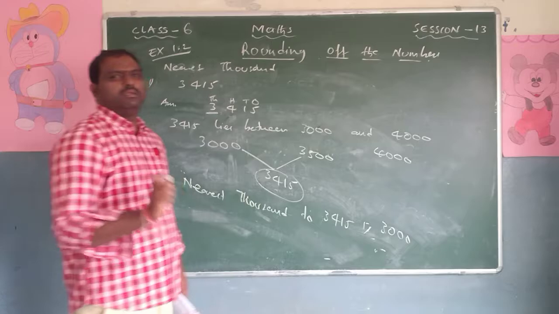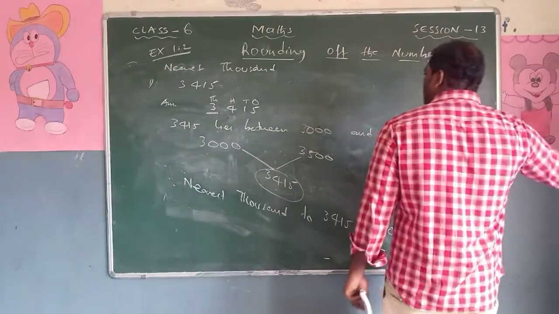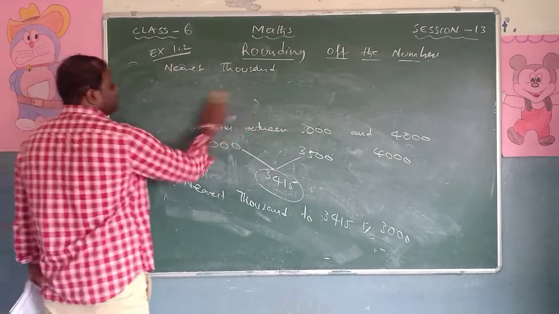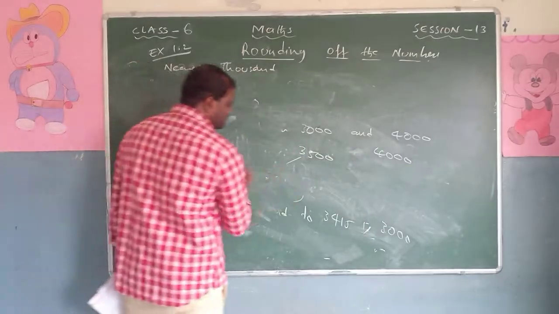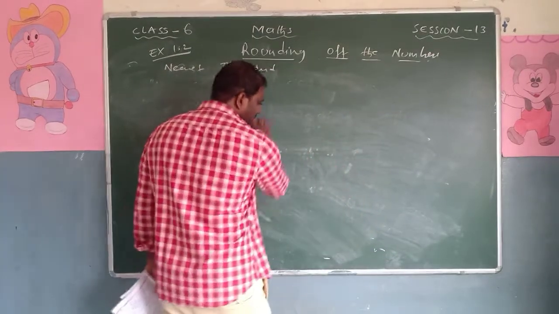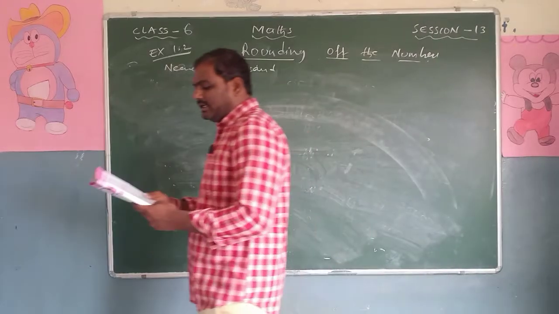Same method. Tens, hundreds బాగా ప్రాక్టీస్ చేస్తే మీకు thousands ఈజీగా అవుతుంది. ఓకే, నెక్స్ట్ క్వశ్చన్. 70,124.